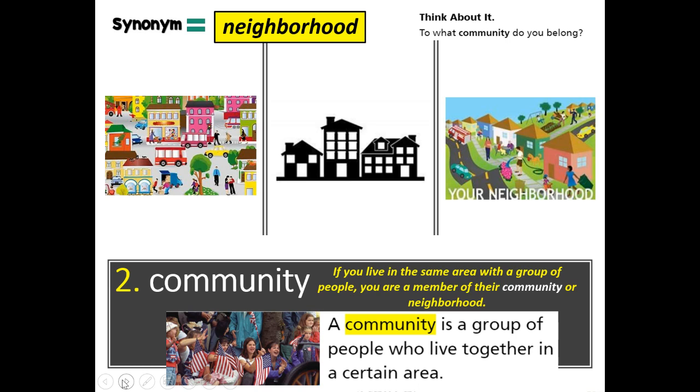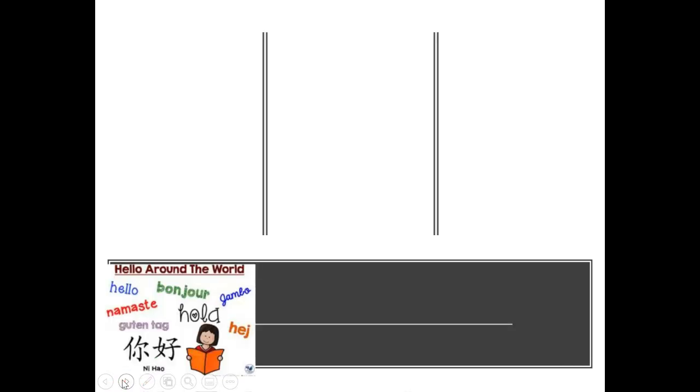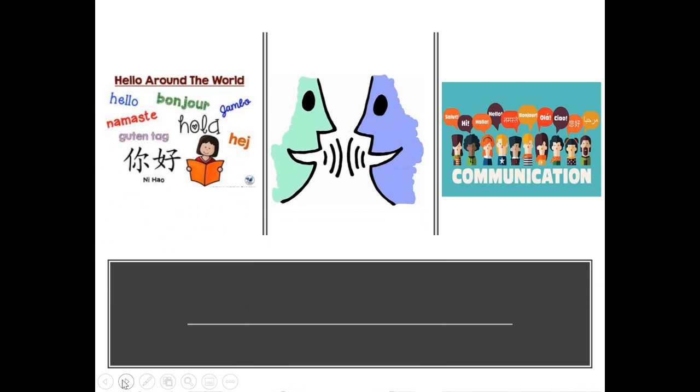So, make sure you wrote down community, and in the second column, you could have written neighborhood. And don't worry, we will go over these words at the end of our lesson as well. Next group of pictures, what do you notice or see?